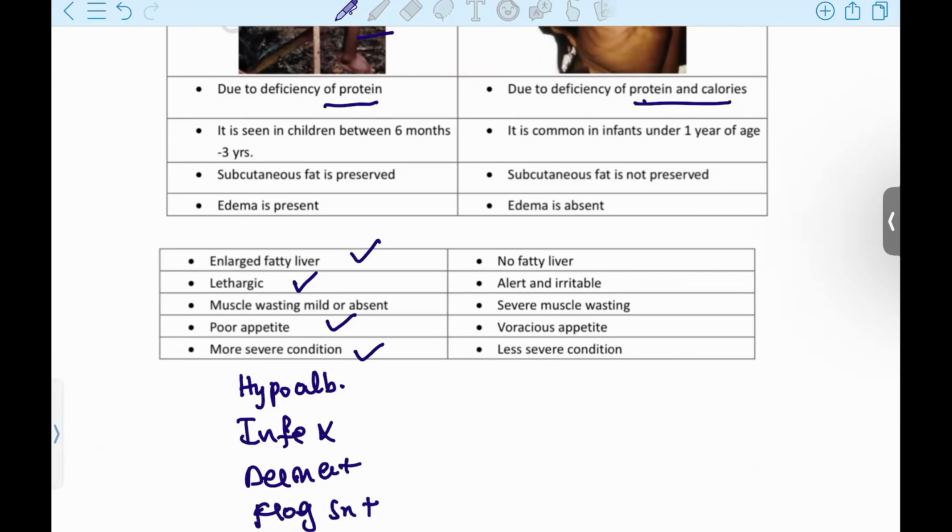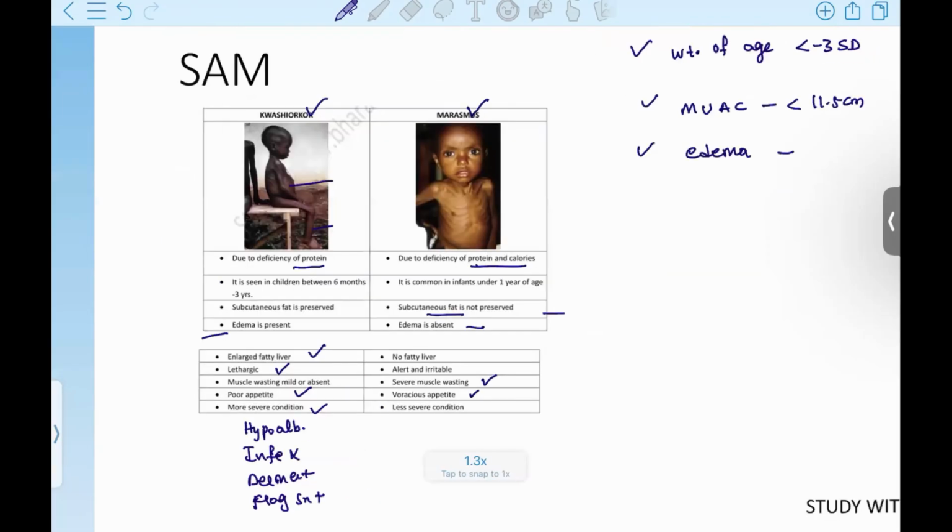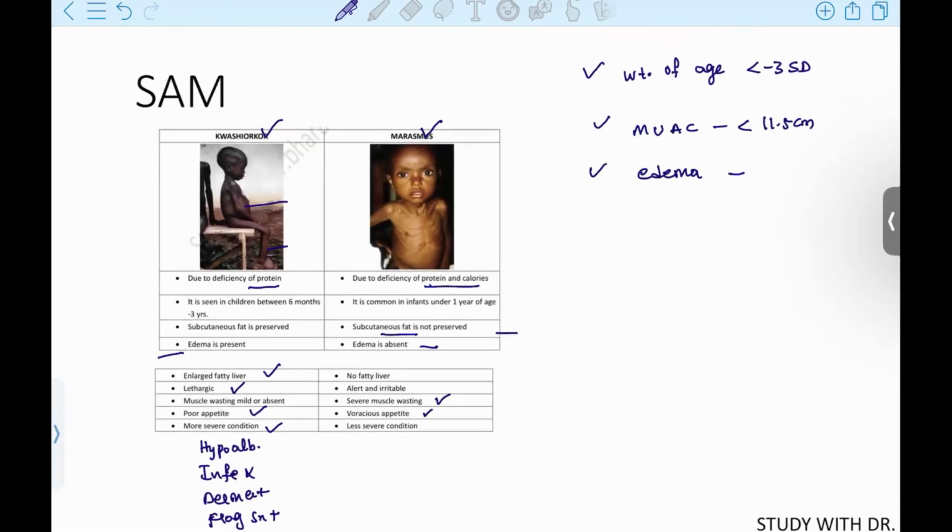In marasmus patients, subcutaneous fat is not present, muscle sarcopenia is seen, edema is absent, with severe muscle wasting and voracious appetite. Lethargy is not seen, because it is a compensated condition, whereas kwashiorkor is an uncompensated condition. Okay, the criteria and the difference between kwashiorkor and marasmus is important.